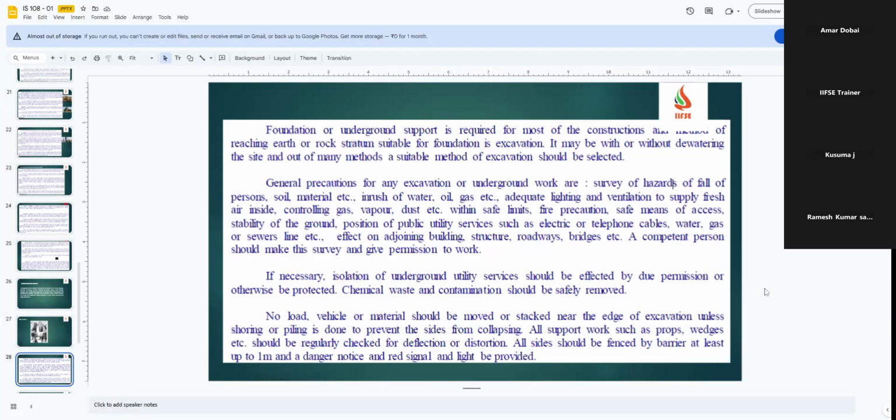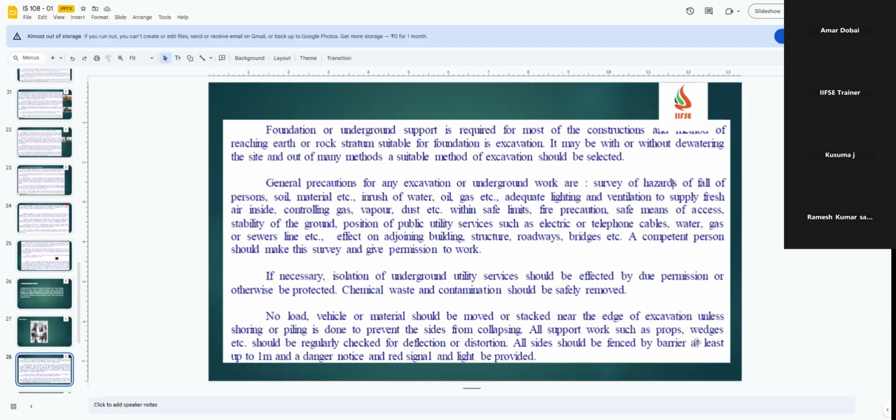So underground utilities need isolation. If it is identified, we have to isolate those services before doing the excavation. In case of any contamination, it has to be removed safely. And no loaded vehicle or material should be moved or stacked near the edge of the excavation unless shoring or piling is done to prevent the slide from collapsing. So already we discussed this. Until you have protected the land, you are not supposed to do any loading or movement of heavy vehicles at the edge of the excavation.